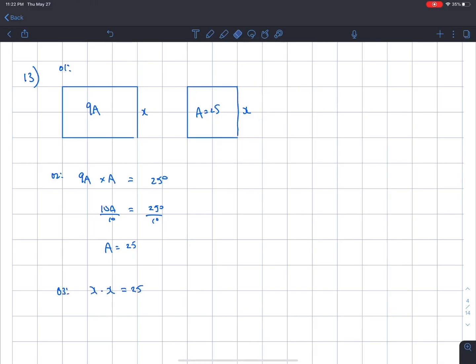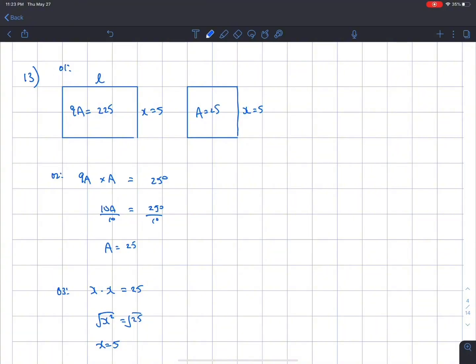Step number 3, I can say that x times x equals 25 from here, right? x times x is the area of the square. So x squared equals 25. Square root both sides, we get x equals 5. We also know that 9a is the same as 9 times 25 because a is 25. So 9 times 25 is 225.